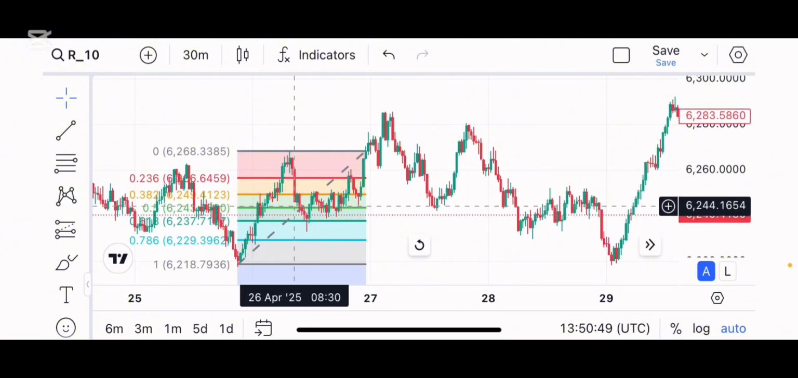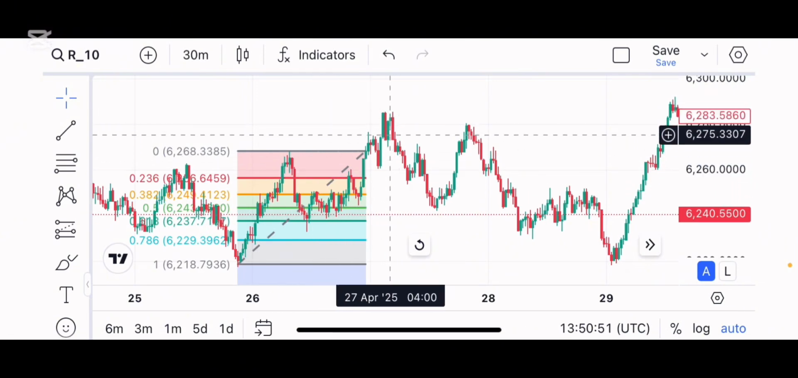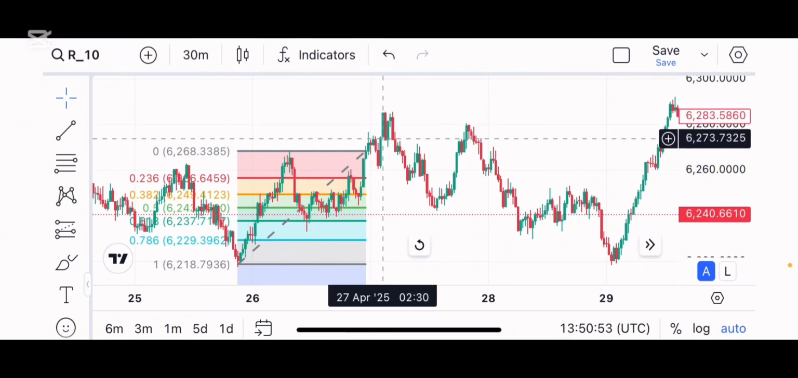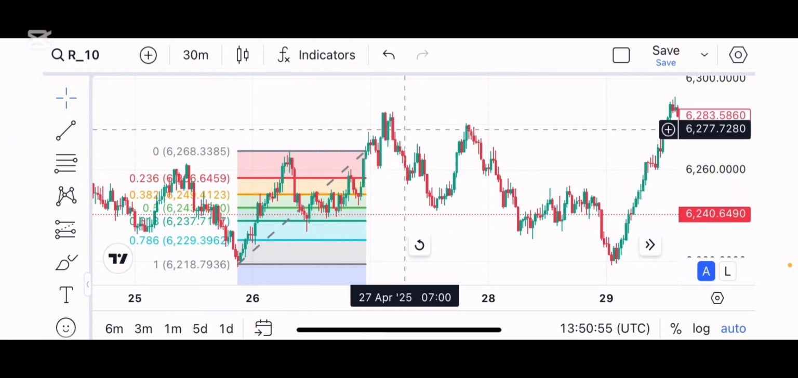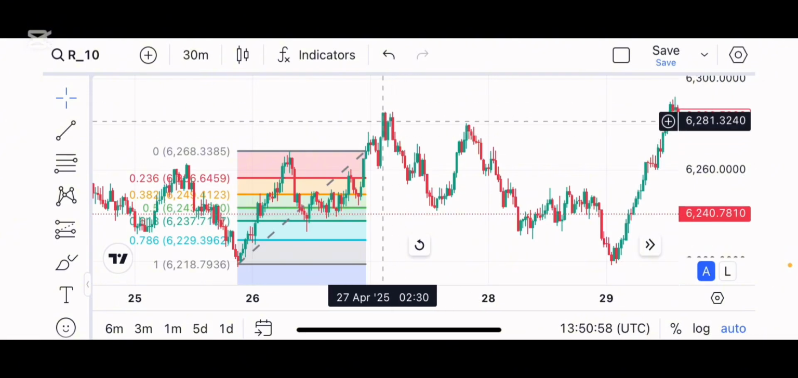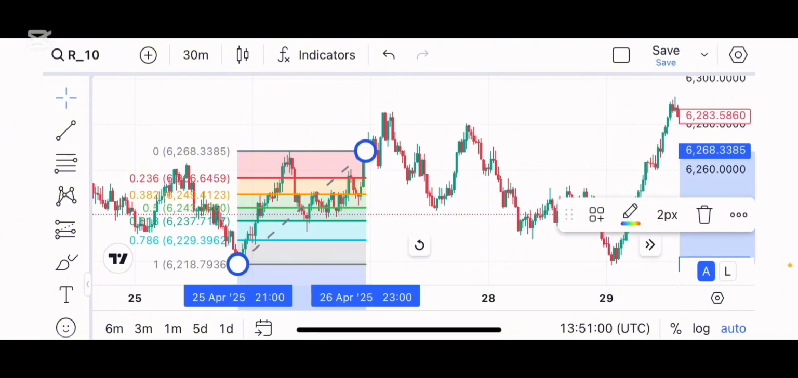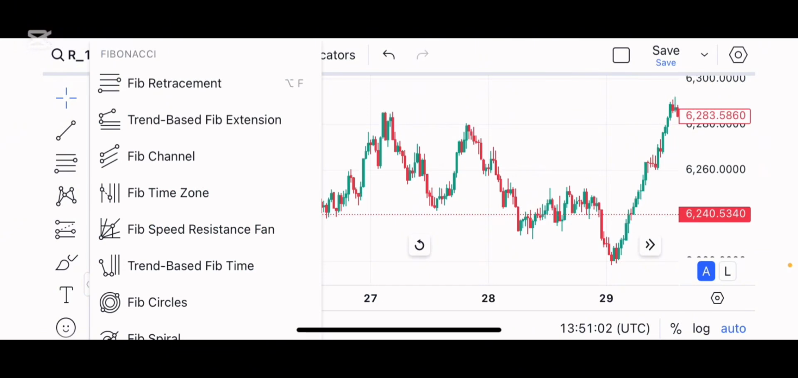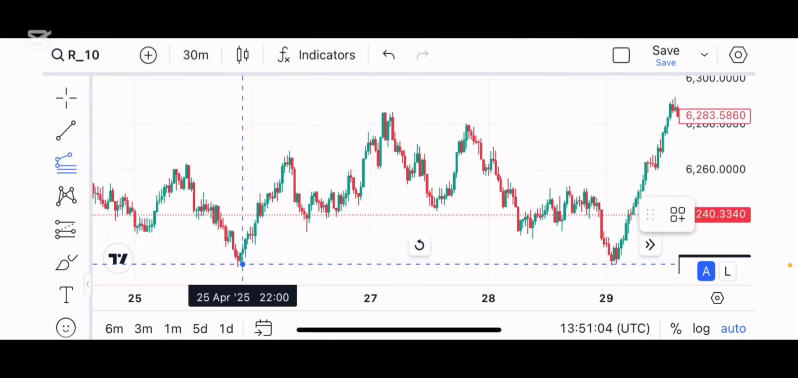So we've been able to validate that leg. The next thing we want to do is validate this top to see whether it is also in accordance with what we would like our Cypher pattern to be. So I'm just going to go ahead and delete this one here. Then I'm going to use my Fibonacci extension to try to test that top.